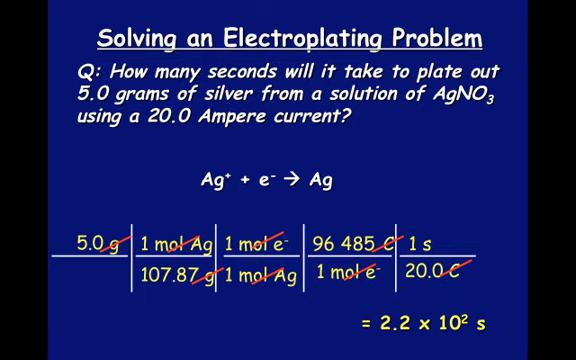If they gave you time, how many grams did you plate? Looking at this couple things here, this is amps or coulombs per second. This is Faraday's constant, coulombs per mole of electrons. Here's your mole ratio for stoichiometry. Here is molar mass. And then here's the amount that you're trying to solve for. Either way, you should be able to go both directions with this.